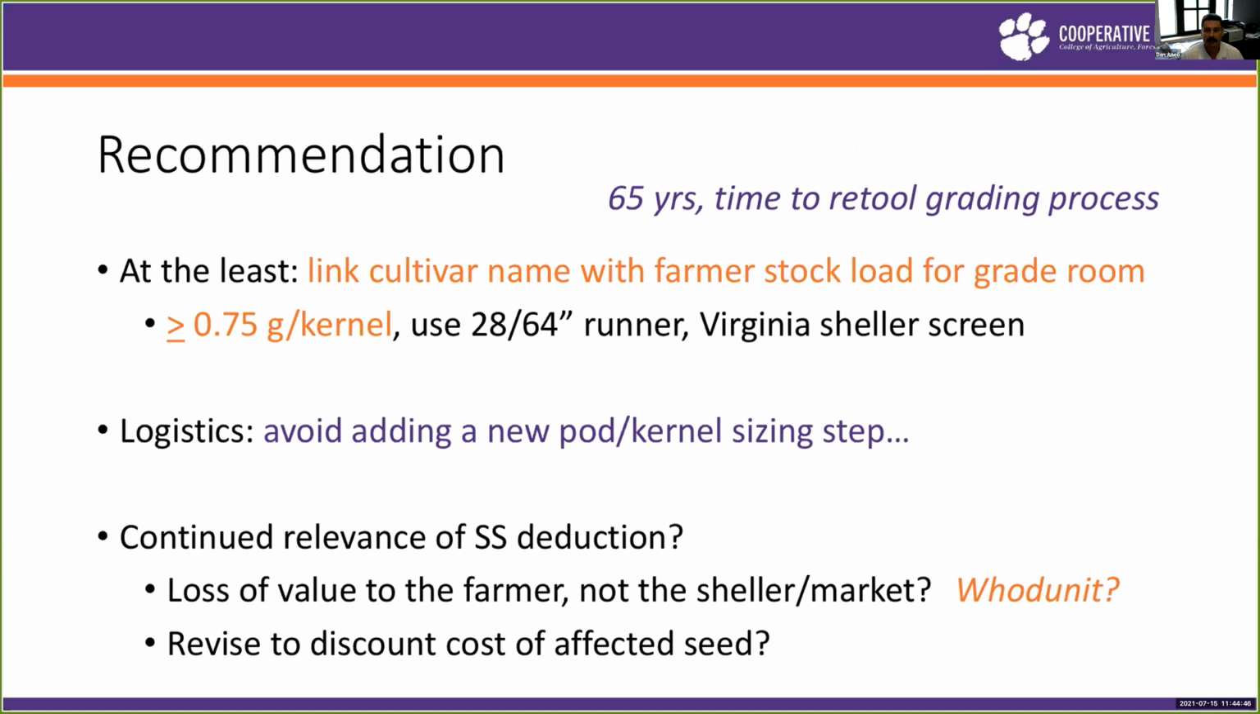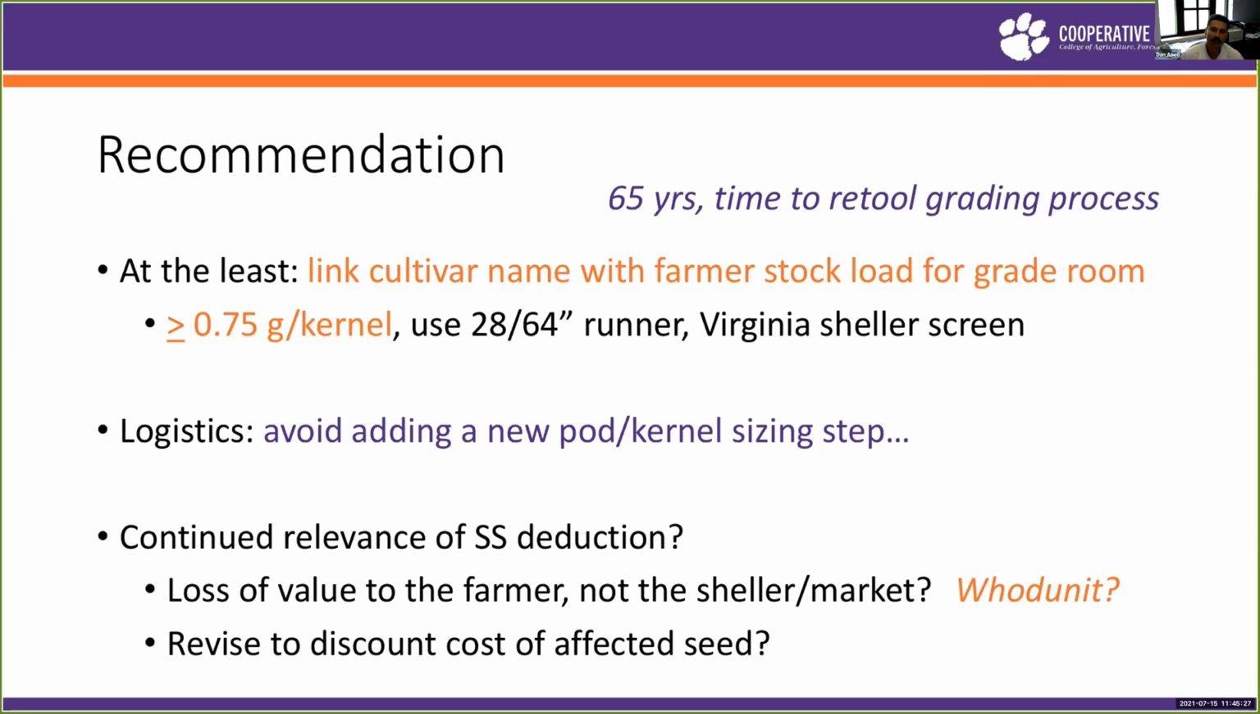So basically, the recommendation that we have from this work is that after 65 years since the grading system has been brought onto the scene, probably many of us would agree that it's time to retool the grading process. And at the very least, if we want a quick fix to retrofit the current grading system, we can link the cultivar name with this farmer stock load for processing in the grading room. And if our reference kernel weights are at least 75 grams per 100 kernels or more, then this would be a good threshold to use a larger sheller screen, such as the Virginia sheller screen or the 28/64-inch runner sheller screen.